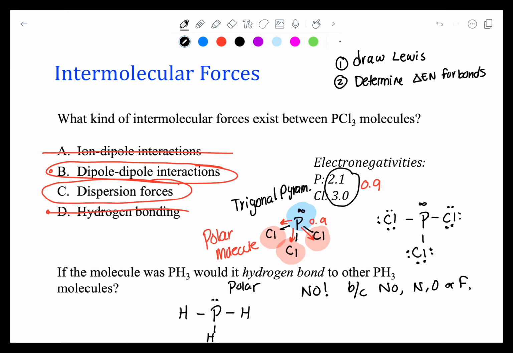If it's polar, then it's dipole-dipole. Okay? So only nitrogen, oxygen, and fluorine will participate in hydrogen bonding.